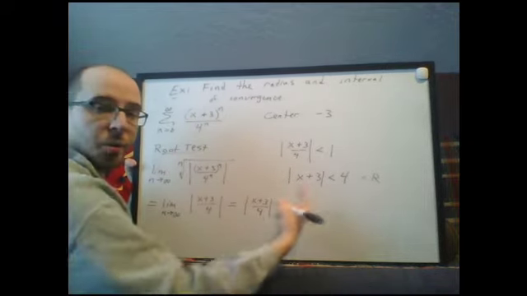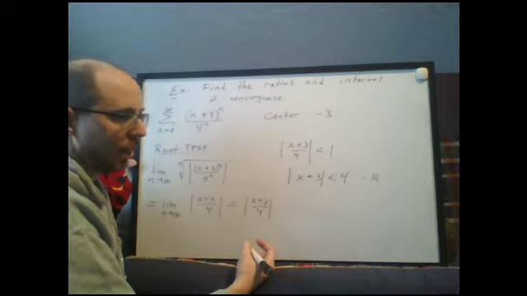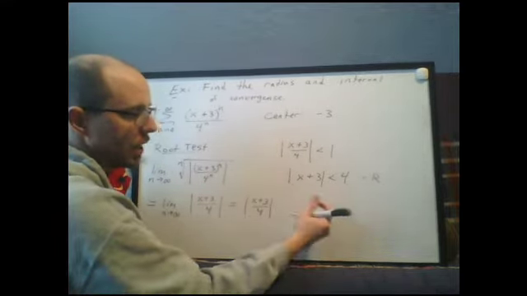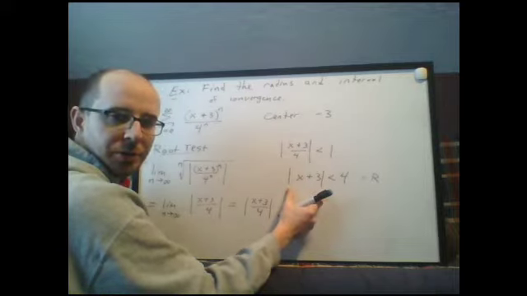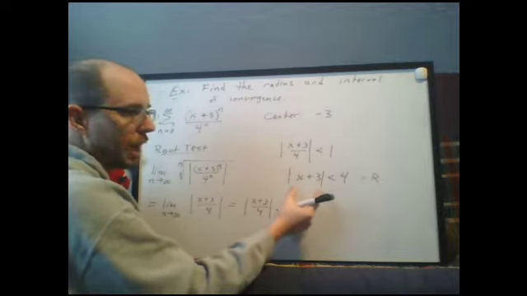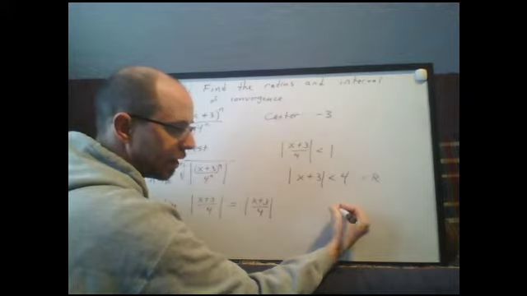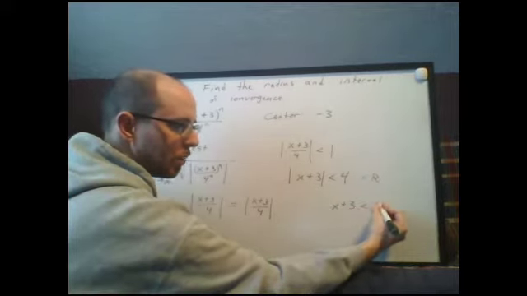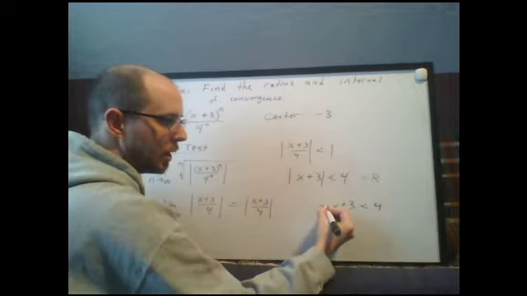Because if I want to solve this for x now, I can keep going, but if I solve this for x, I would say, well, how do you deal with an absolute value inequality? Your absolute value is less than 4 if the number inside the absolute value, x plus 3, is between positive 4 and negative 4.